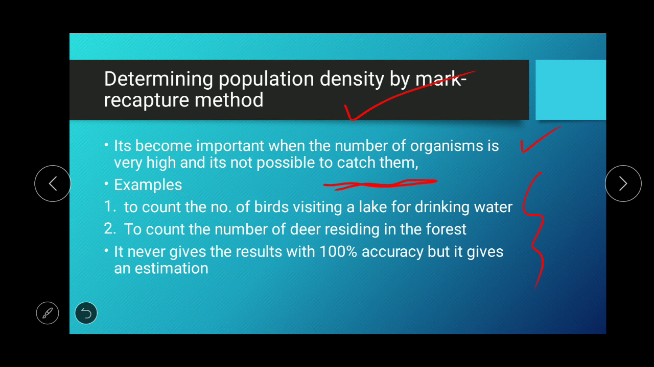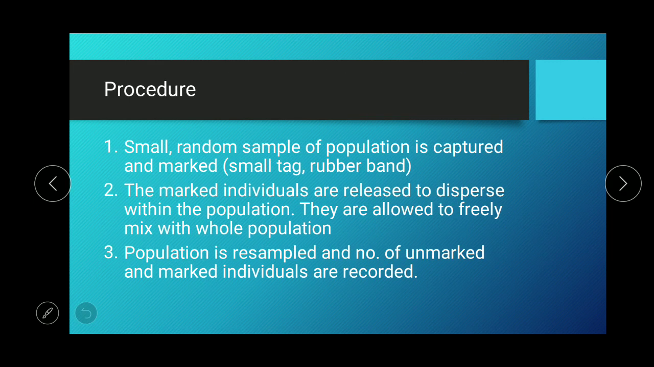And second, to count the number of deer residing in a forest. Similarly, you can't go into the forest and count them individually. That's why mark and recapture becomes important. And one important thing here is that it will never give you a result with 100% accuracy. The result you are getting will not be 100% accurate, but it will give you an estimation, that is, a scientific estimation, or you can say the approximate number of organisms present over there. Now, what is the procedure?